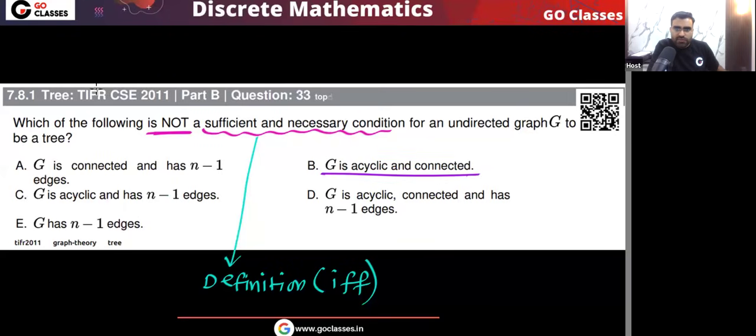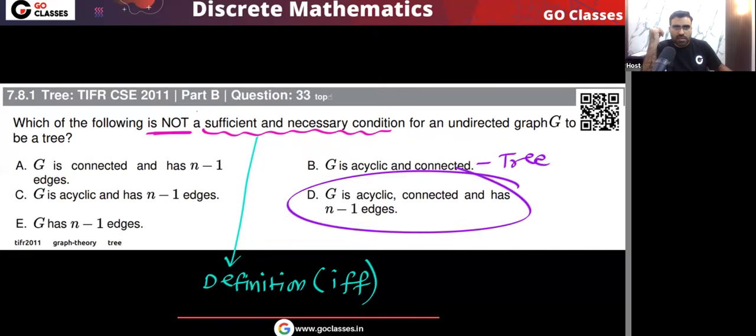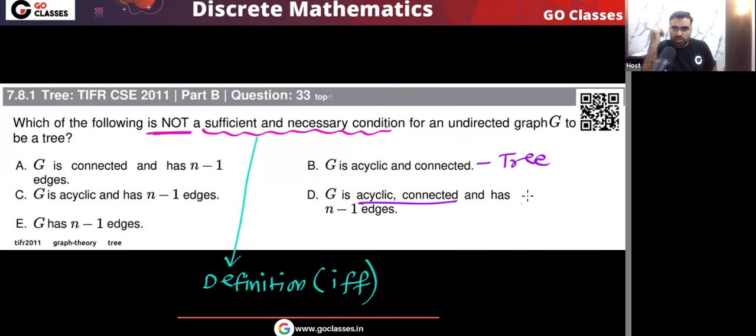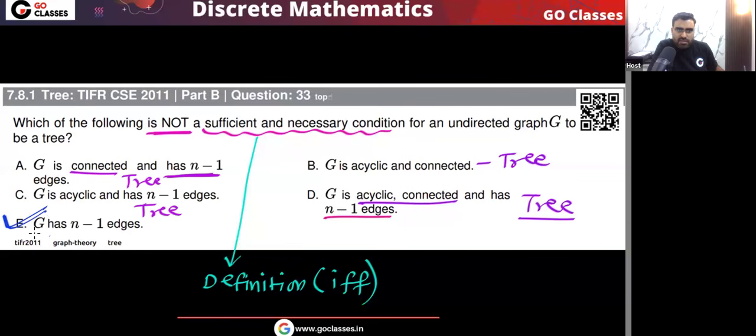So you can see this is the definition of tree, that a tree is acyclic connected. So yes, this is the definition of tree. This is a tree. What about this? Acyclic and connected. Yes, this is also the definition of tree. I told you that every acyclic and connected graph is a tree. So you can see acyclic connected n minus 1 edges. Yes, this is the definition of tree. Connected and n minus 1 edges. Yes, this is also the definition of tree. Acyclic and n minus 1 edges. Yes, this is also a tree. So what is the answer? The answer is option E. N minus 1 edges. This is not the definition of tree.